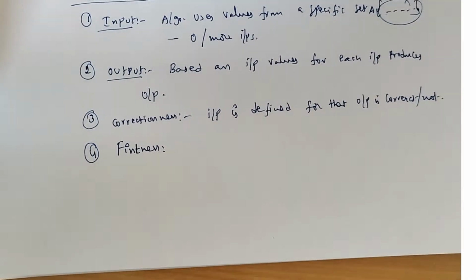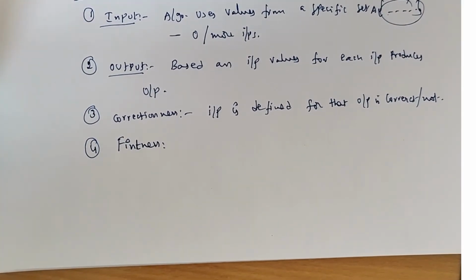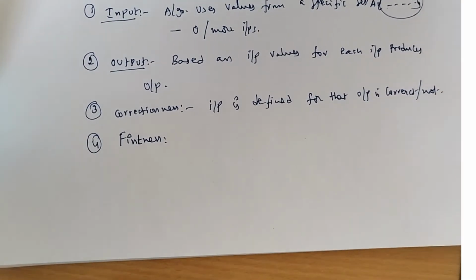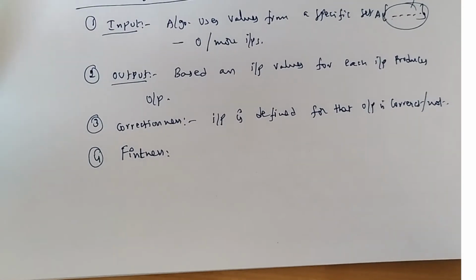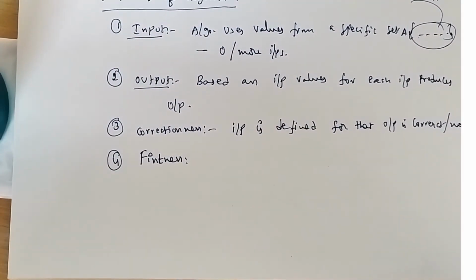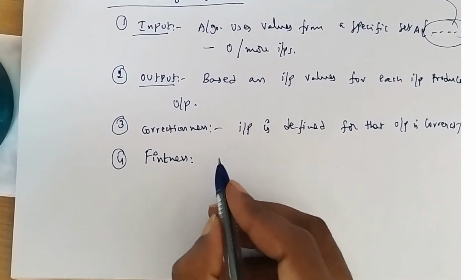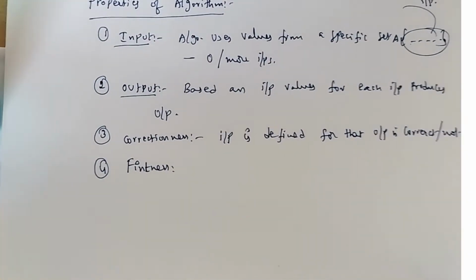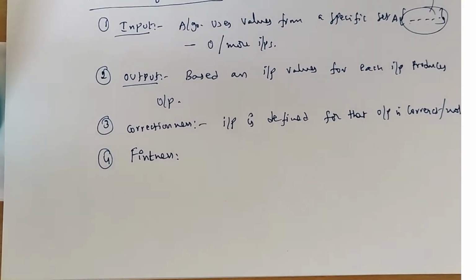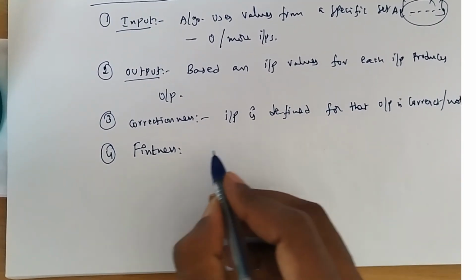Okay, next property is finiteness. What is the meaning of finiteness? This property checks whether the algorithm gives the output in limited steps or not. For example, when you are solving a problem, it has to give the result in limited steps. If it is not giving the result in limited steps, that is not a good algorithm. Suppose it is taking a large number of steps, then there is no use of that particular algorithm.